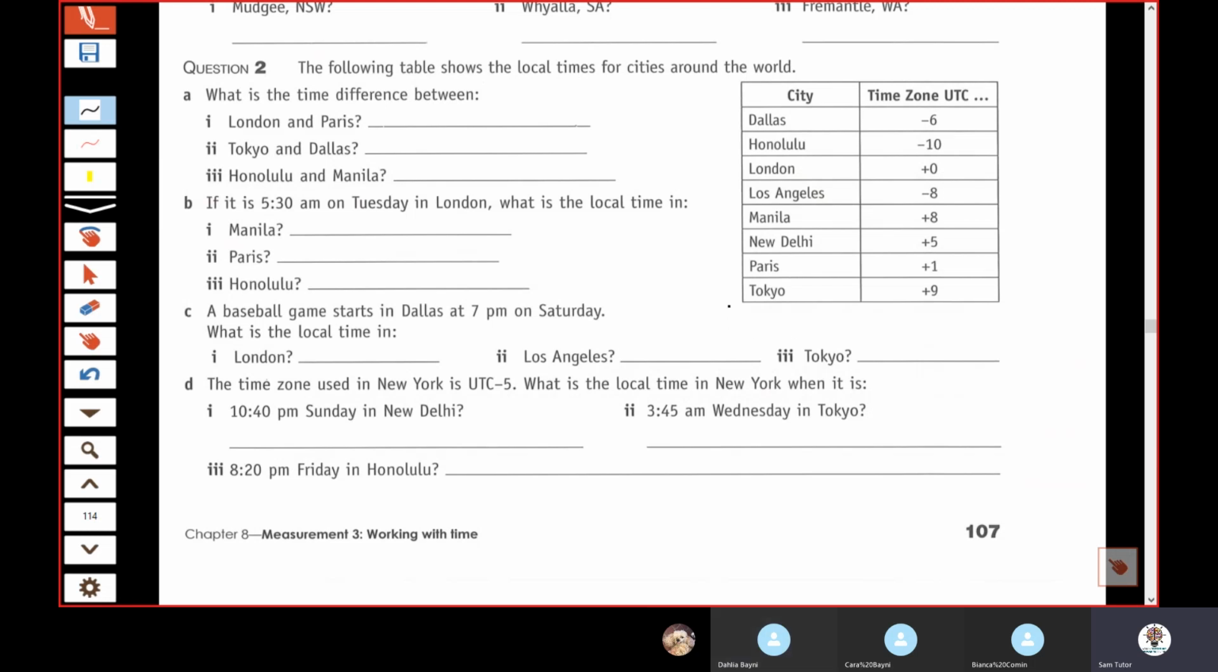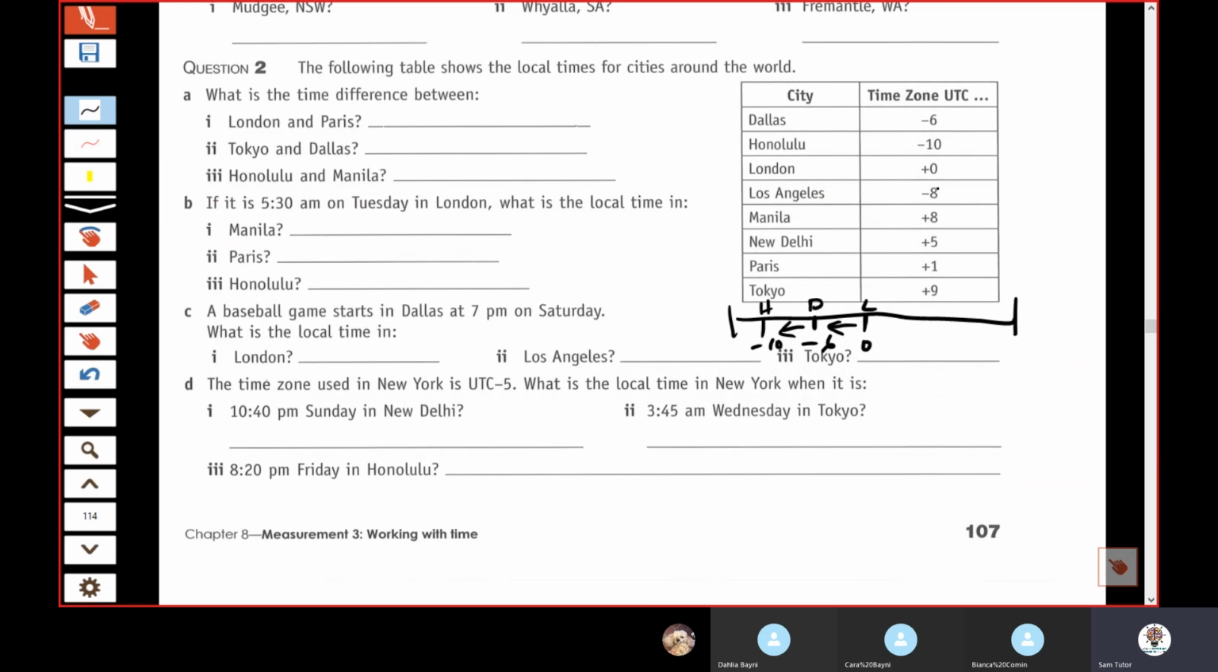So if you want to think of your number line, that's how I do it, like I said. There's your 0. There's -6. There's -10. Of course, Honolulu is 4 hours behind Dallas. And Dallas is 6 hours behind London.